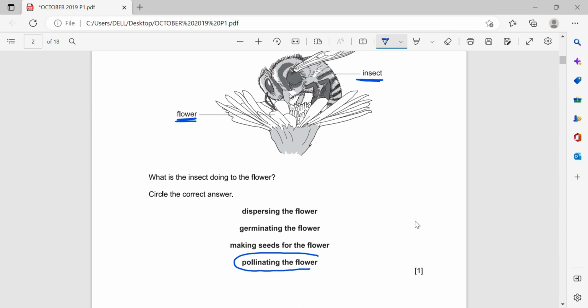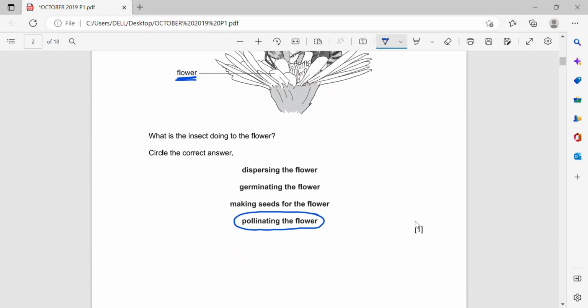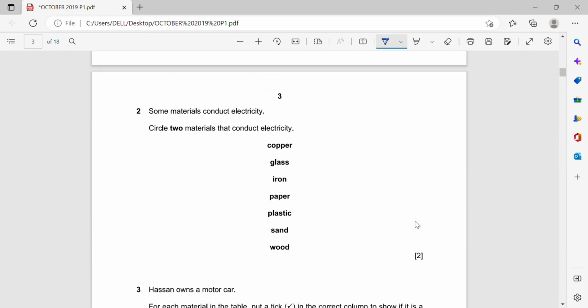Pollinating the flower. Let's remember, what is pollination? Transfer of pollen grains from the male anther to the female stigma with the help of the insects. Pollinating the flower. Question 2.